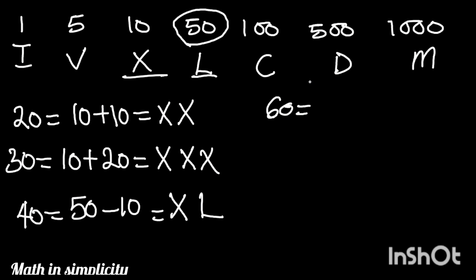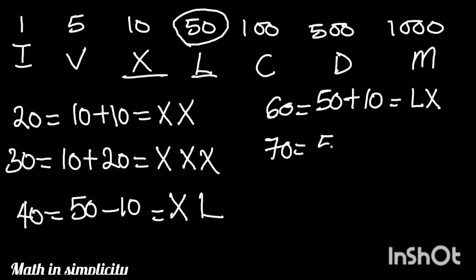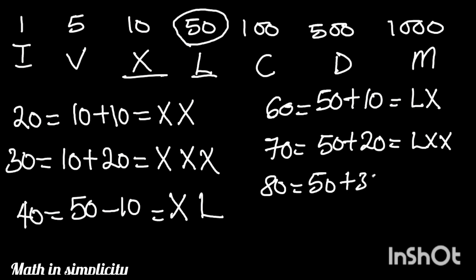60 is after 50, so we are going to add 50 plus what to give us 60? It's just 10, so it becomes L and X. The same thing applies for 70. That's 50 plus 20, LXX. Same thing for 80. 50 plus 30 becomes LXX and X.